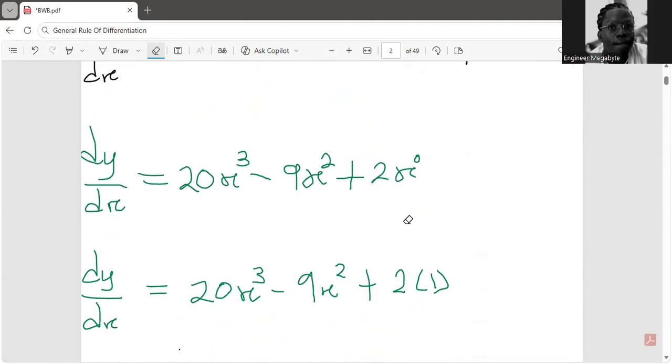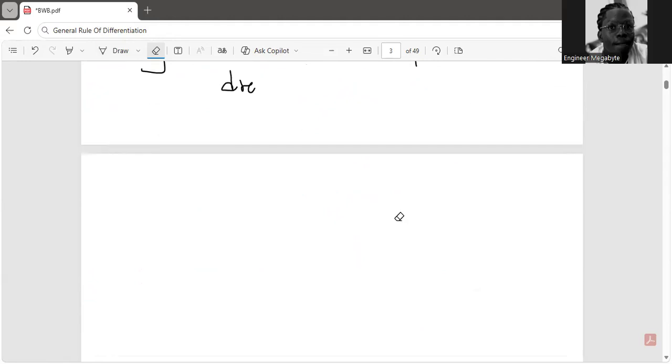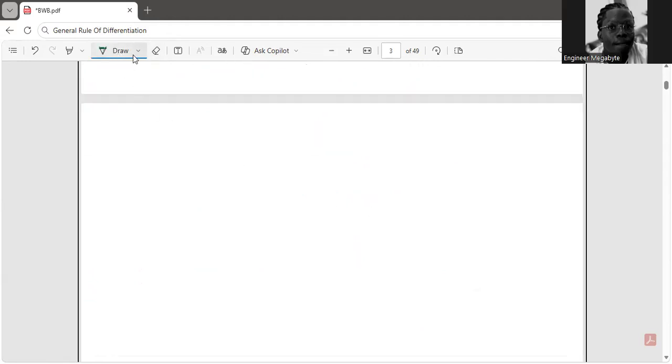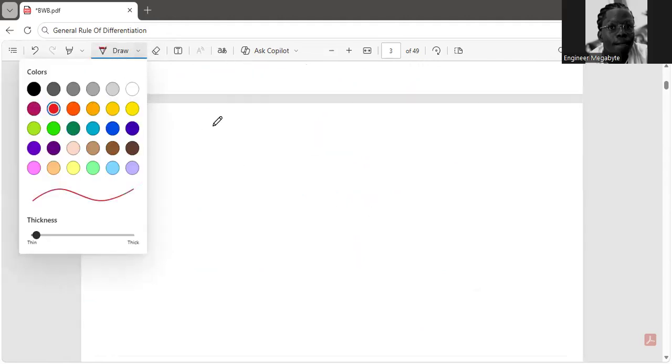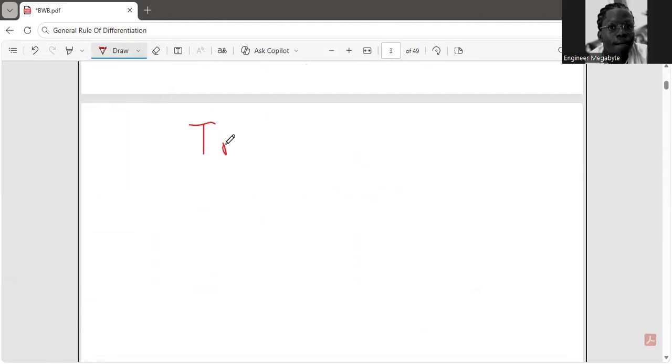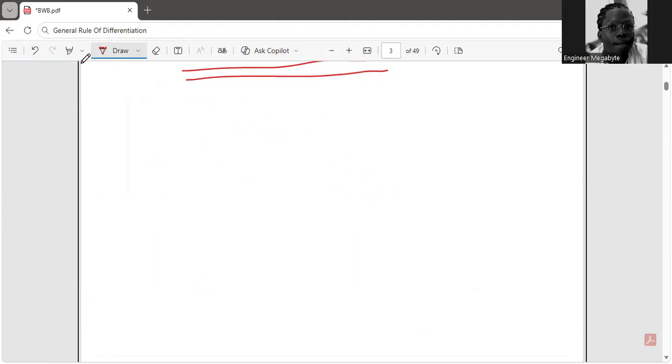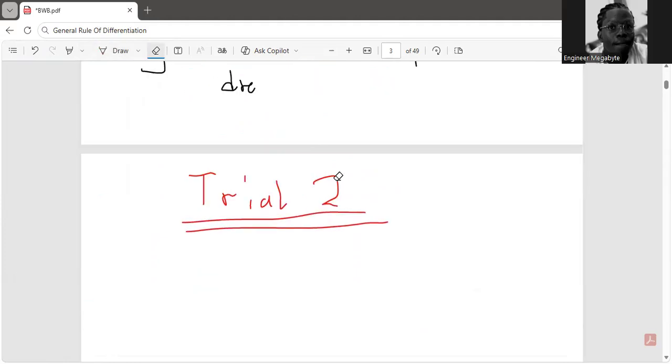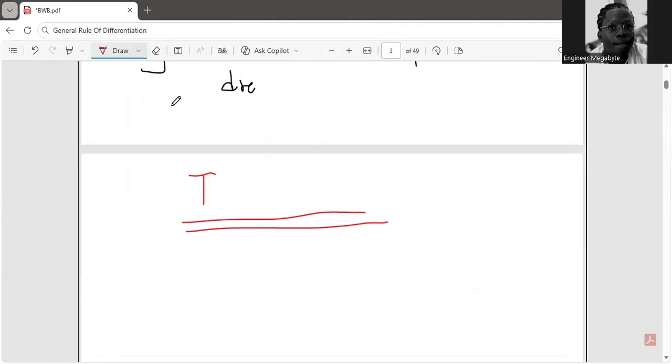Let's quickly look at our trial 2 and see how we can all become history. So this is our trial 2, or better still, we can just write try 2. And still life is easy.